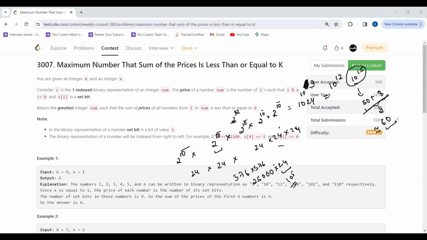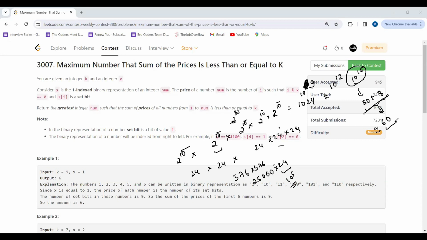Okay. 10 to the power 15 can be at max, so it will be within 60 bits. All the 10 to the power 15 elements can be represented in a 60-bit number. Is it clear? So this is a very simple thing which we use for approximation of how many bits we'll be needing.